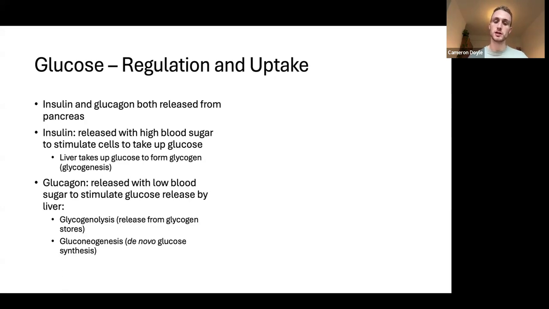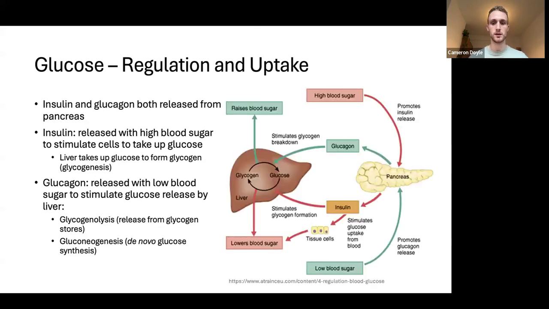So if your blood glucose levels are low, your cells, particularly those in your brain, which are heavily reliant on glucose, are deprived. Your body, and specifically your pancreatic alpha cells in the islets of Langerhans, will secrete glucagon, which has the effect of stimulating glucose release from the liver through two processes, which we'll talk about later, glycogenolysis and gluconeogenesis. So this is a nice little graphic of it.